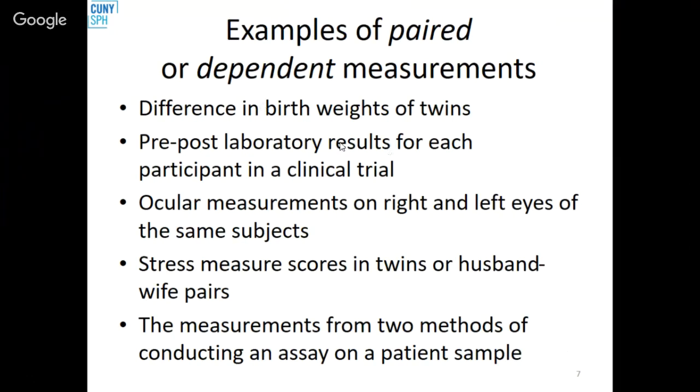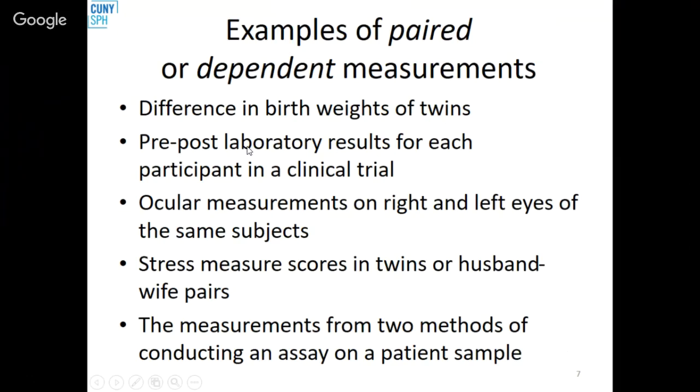A few examples of paired or dependent measurements. One could be the difference in birth weights of twins. So if in that example of the birth weights of infant boys and girls, we had instead looked at pairs of non-identical twins where one was a boy and one was a girl, and we wanted to test a hypothesis about their birth weight being the same, that would be a paired test because those twins come in pairs.